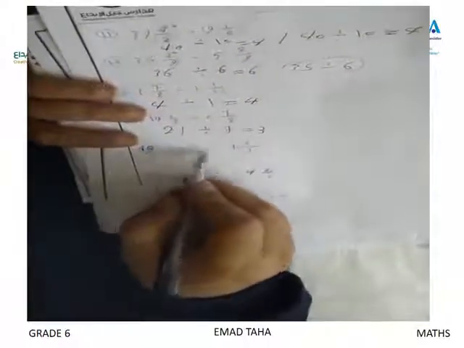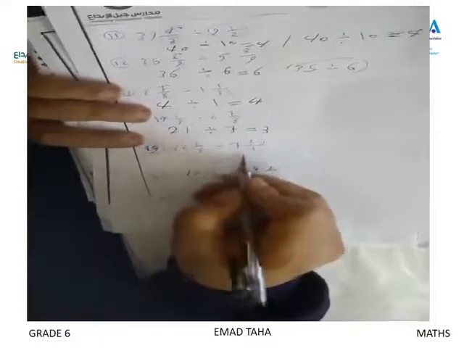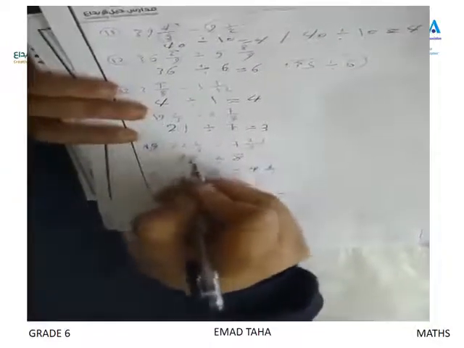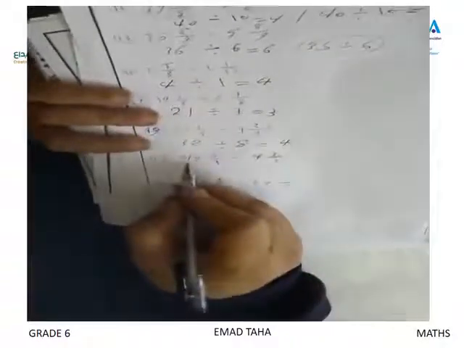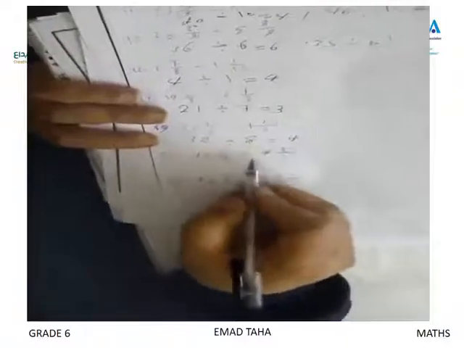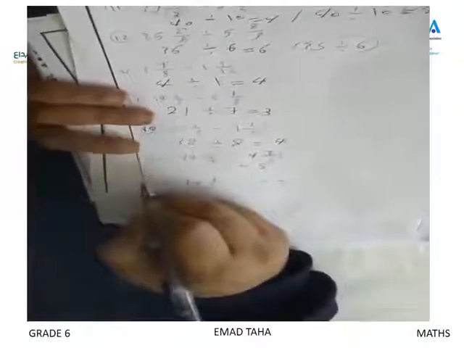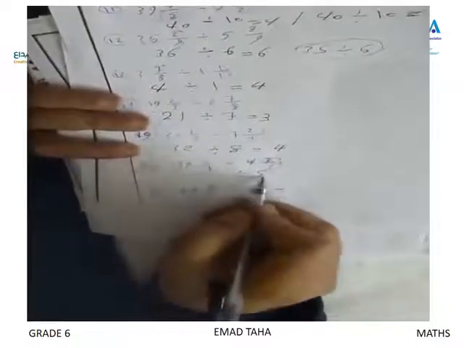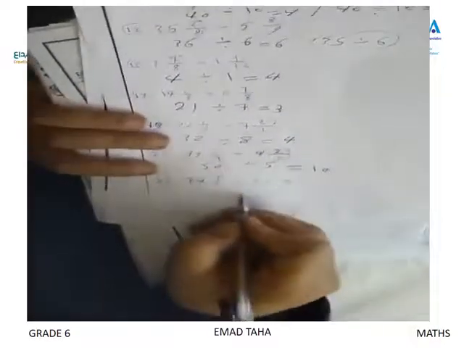32 and 1 over 3 divided by 7 and 2 over 3. Here 2 over 3 is greater than half, so it will be 8. And the closest number to 32 divisible by 8 is 32. 32 divided by 8 equals 4. 49 and 6 over 7 divided by 4 and 2 over 3. 2 over 3 is greater than half, so 1 plus 4 equals 5. And 49 and 6 over 7, what is the number closest to 49 divisible by 5? Equals 50. Now 50 divided by 5 equals 10.